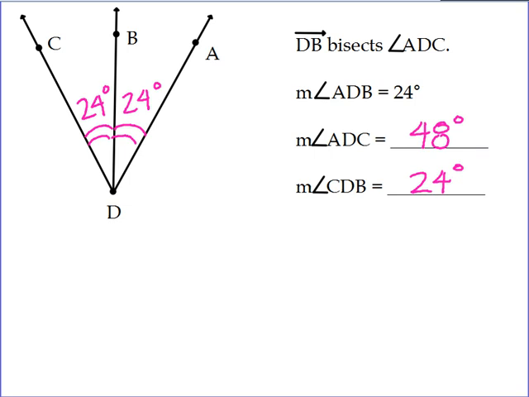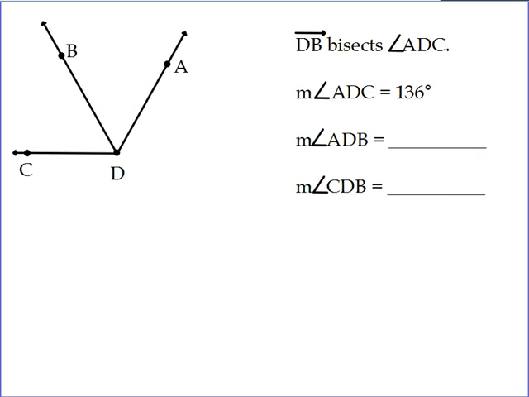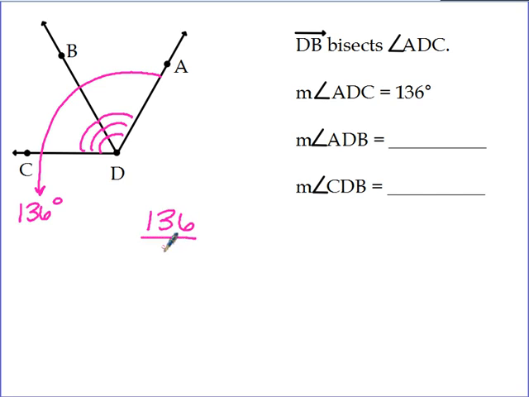Now my next one is just a little bit different. It's still saying that DB bisects ADC, so I still know that these two sides are the same. But now it's telling me the whole angle. So ADC, the whole thing, is 136 degrees. And now the questions are asking me for the two little angles in here, ADB and CDB. So to get that, I know they're the same, so I can just divide it in half. And that gives me 68 degrees. So I know both pieces are going to be 68 degrees, because they're the same, so we can just divide it by 2.